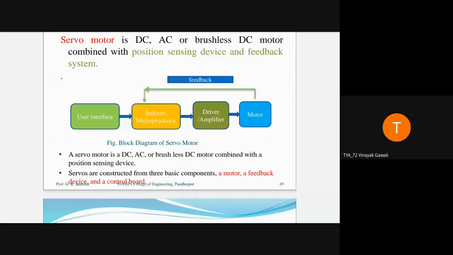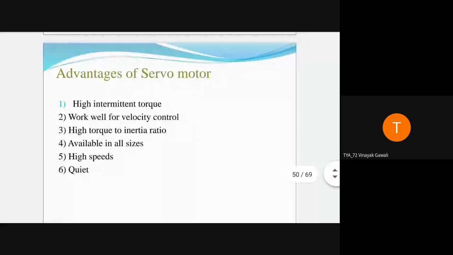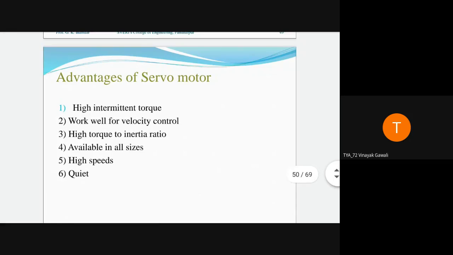Servos are constructed from three basic components: motor, feedback device and control board. The user interface, microprocessor, driver and amplifier are the same, the motor is the same; only a feedback system is added in the servo motor. What are the advantages of the servo motor? High intermittent torque is also available.